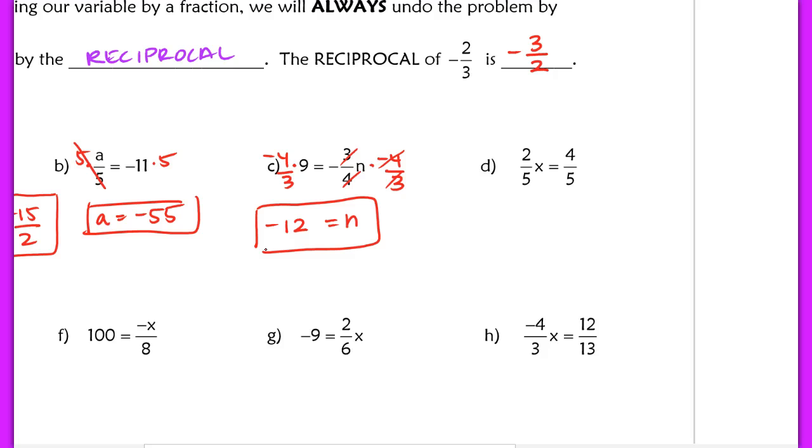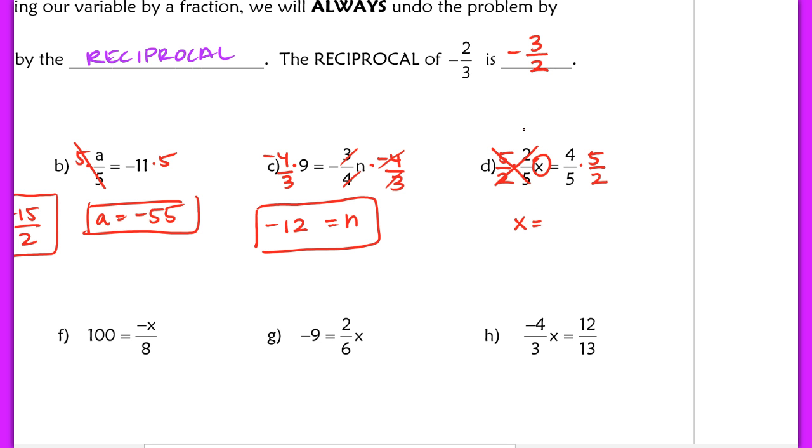In D, I have 2/5 x equaling 4/5. Now, just because I have fractions on both sides doesn't mean that this problem is any more difficult than the last ones we did. We want to focus on isolating for x. We want to get x alone. So I'm going to multiply by the reciprocal, 5 halves. I do it on both sides. This is going to cancel on the left-hand side. It'll leave me with just x.